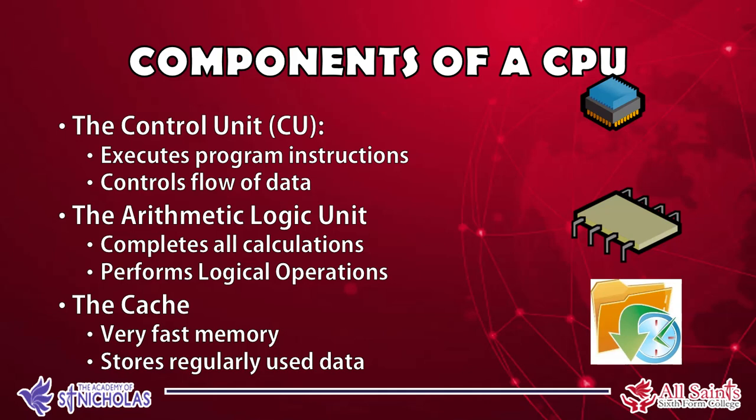The ALU, which is the arithmetic logic unit, will complete all the calculations. So for instance, all the logic operations through the logic gates. Logic is whether it is greater than, less than, equal to, all those kinds of things. And then there's cache. This is a very fast memory and it stores regularly used data. So for instance, if you're always using a web browser, it will understand where to keep those instructions saved, so it's faster to load up next time.